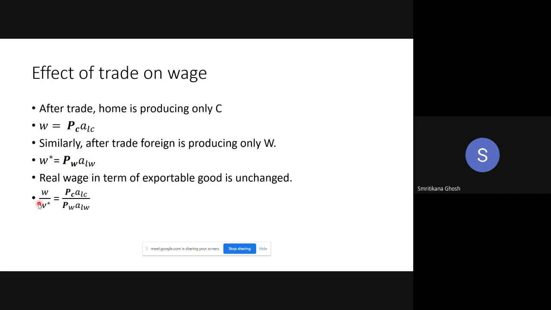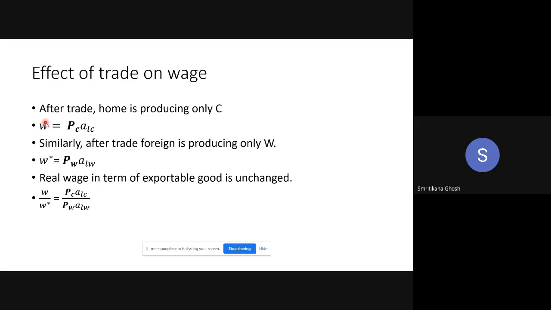Now, W by W star will be PC into ALC by PW into ALW. So this is how you get the absolute wage and the relative wage in the international market. This is the absolute wage, and PC is internationally determined, ALC is given to you, so you can find out W. Similarly, PW is determined internationally and ALW is given to you, so you can find out W star.